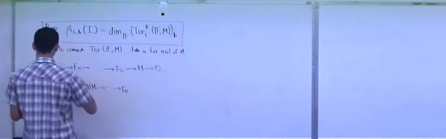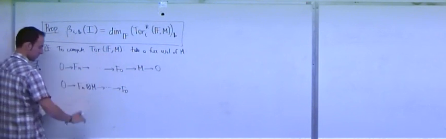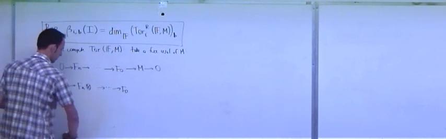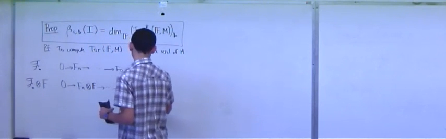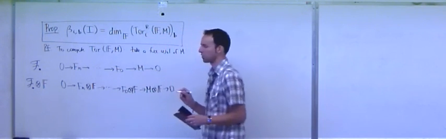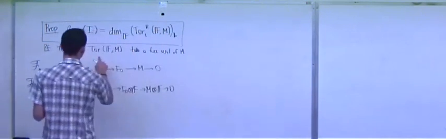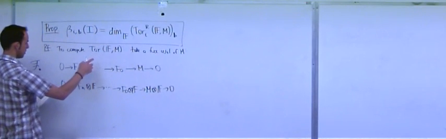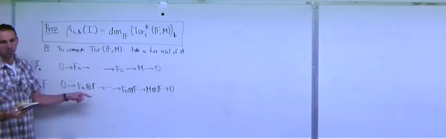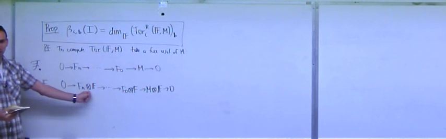Sorry, we need the Tor of F and M. So we take a free resolution of M, and we tensor it by F. So this is F right here. That means that this is F. This is F. This is F. Remember when I defined this, I put an R underneath each one of these tensor symbols. But since R is going to be the same throughout, let me simplify the notation a little bit. You should understand that there's supposed to be an R under each one of these things.